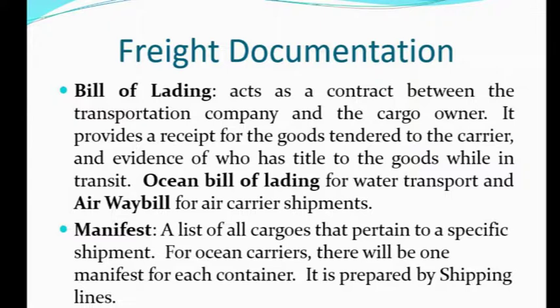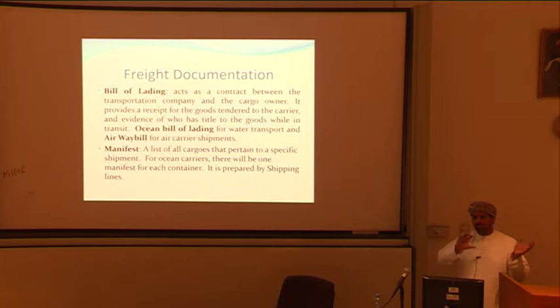The manifest, a list of all carriers that pertain to a specific shipment for ocean carriers. There will be one manifest for each container. It's prepared by shipping lines. When they put the items into the ship, you could have one container, or you could have multiple containers, or you might have a small shipment that doesn't qualify for a whole container, maybe only half a container, but the other half of the container is for someone else. So you are sharing the container with someone.